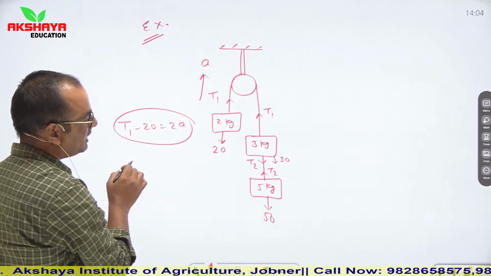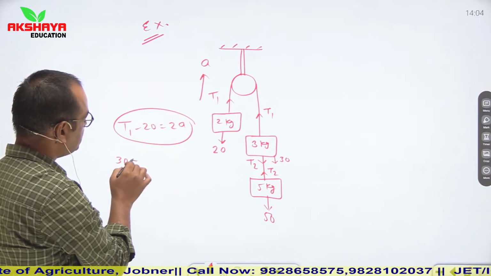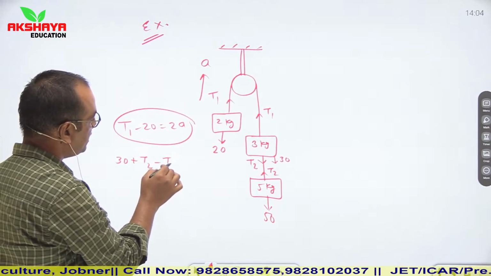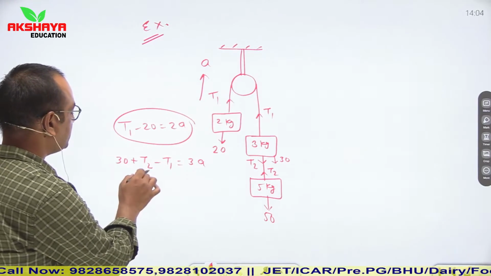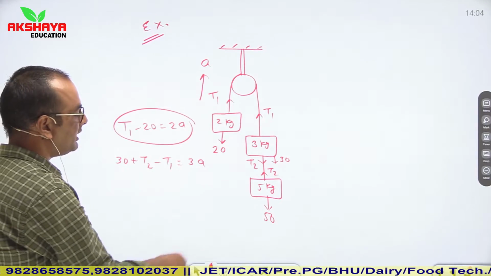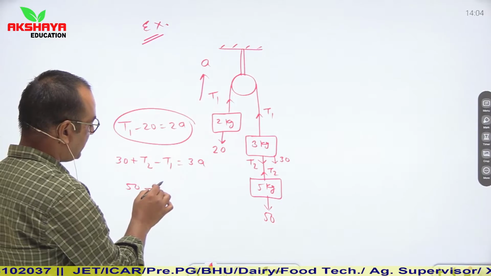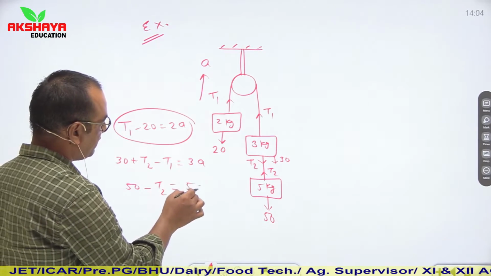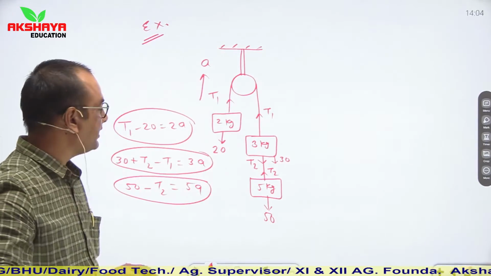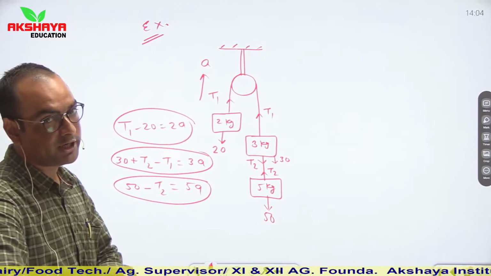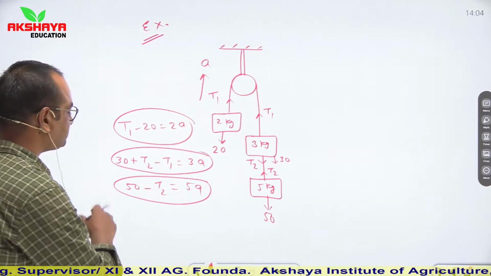For this one, it is 30 plus T2 minus T1 is equal to 3a. And for next, it is 50 minus T2 is equal to 5a. So we have got these three equations, and we can calculate the values. Three equations, we are having three unknown quantities: acceleration, T1, T2. So we can easily calculate their values.